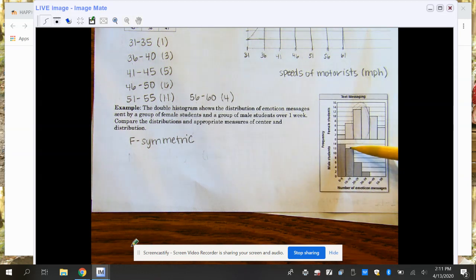Whereas the males, they're not sending as many emoticon messages. You guys could use some emoticons in your life.